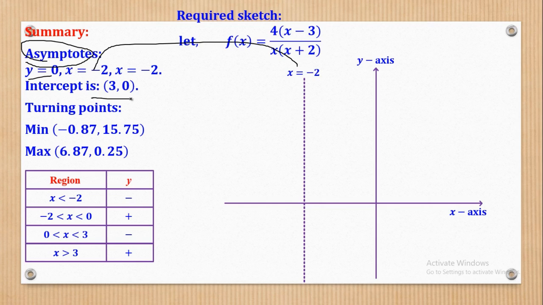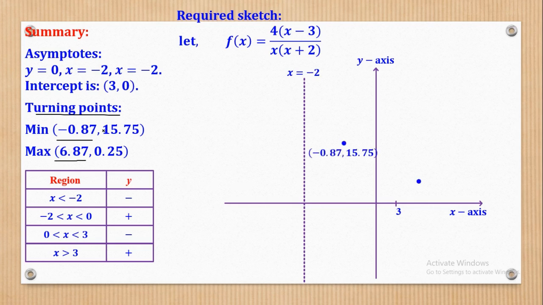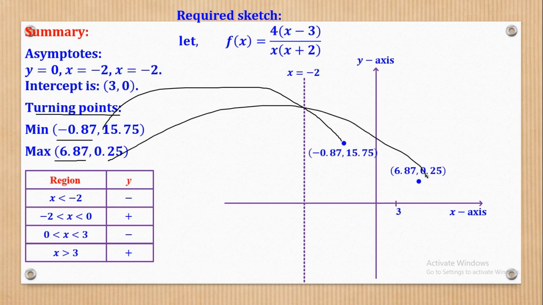Now the intercept is 3, 0, so I shall come here and put it there, which is 3, 0. The next are the turning points. We have this as the minimum and this as the maximum, so I shall come and put them there, minimum point and maximum point.